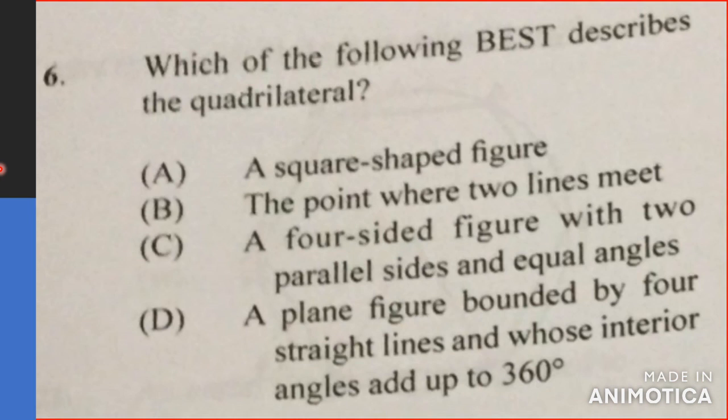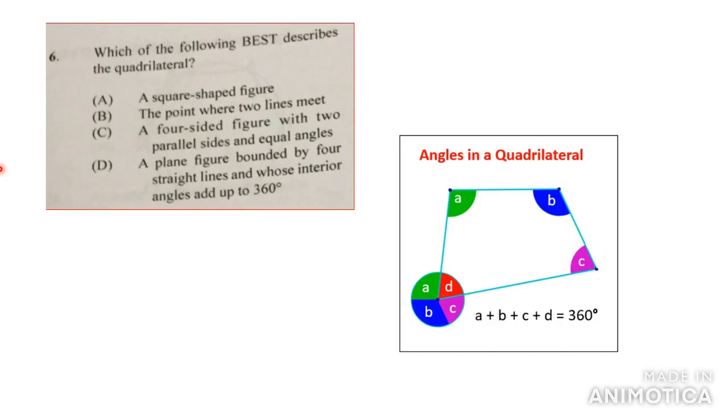All right, number 6, which of the following best describes the quadrilateral? Which describes a quadrilateral best? Here you have a picture of a quadrilateral. It doesn't have to be that shape all the time, and the answer would be D. It is a plane figure bounded by 4 straight lines, and the interior angles always have to add up to 360 degrees.